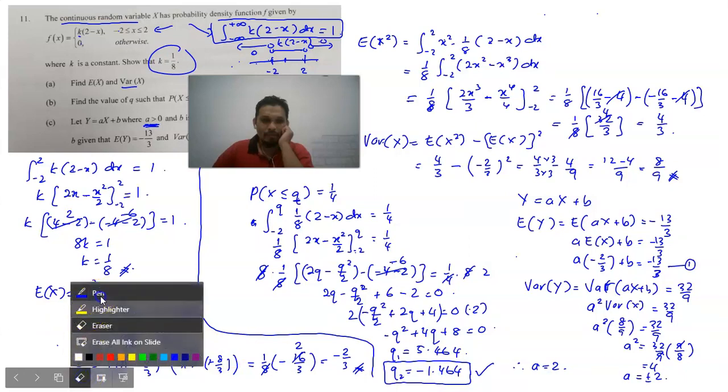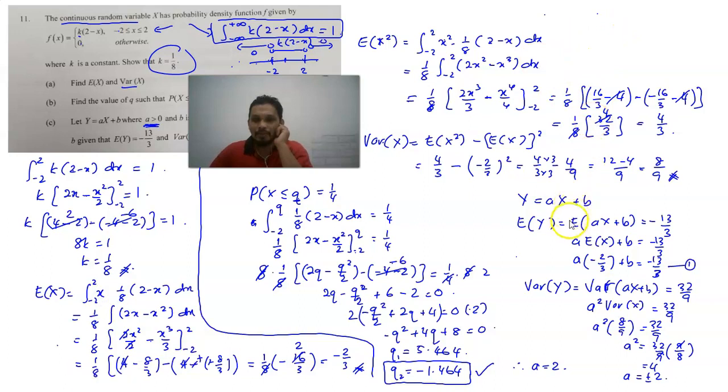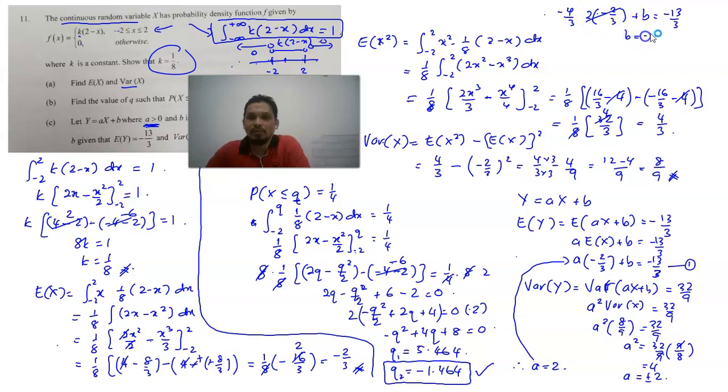Okay, so a equals 2, then substitute into this equation here. So 2 times negative 2/3 plus b equals negative 13/3. 2 times negative 2 equals negative 4, so negative 4/3. Then b equals negative 13/3 minus negative 4/3. We bring it over to the other side and it becomes positive 4/3. So then negative 13 plus 4 is negative 9/3, or negative 3. Okay, there you go. So next question.